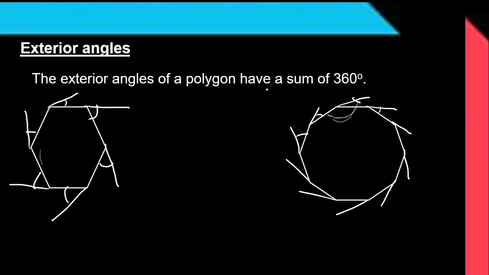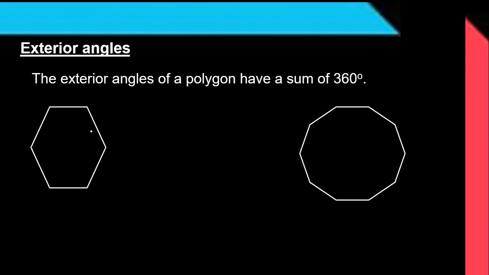All exterior angles add up to 360 degrees. Doesn't matter what the shape is, because if you imagine you stood at one point and you walked around the shape, and each time you got to a vertex, you had to turn your body. When you get back to the beginning, you've done a 360-degree turn. Okay, so let's try a question.